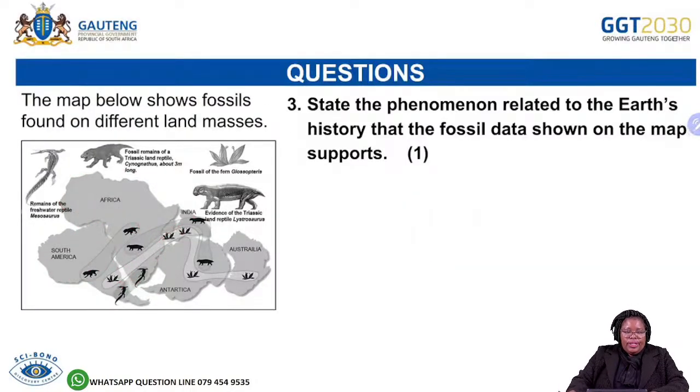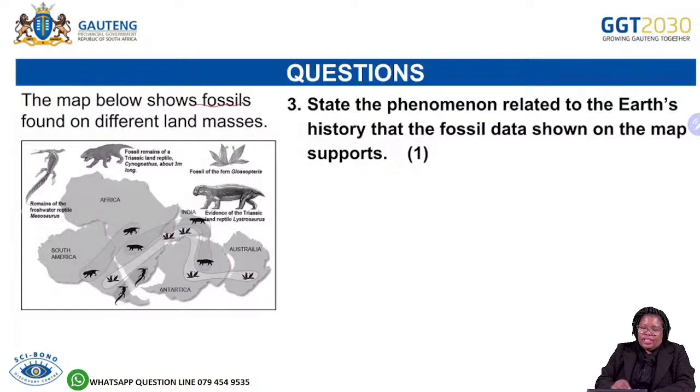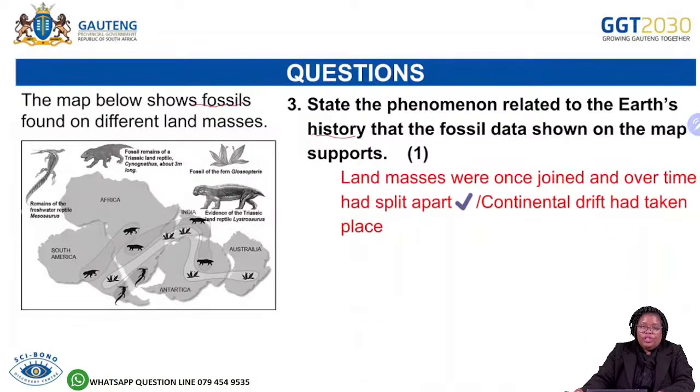Right. The other question, let's check. The map below shows fossils found on different land masses. This map shows what? Fossils found in different land masses. So these are the land masses. There are fossils there. And then state the phenomenon related to the Earth's history that the fossil data shown on the map supports. Let's look at the question again. State the phenomenon related to the Earth's history that the fossil data shown on the map supports. All right, let's look at how we approach it.